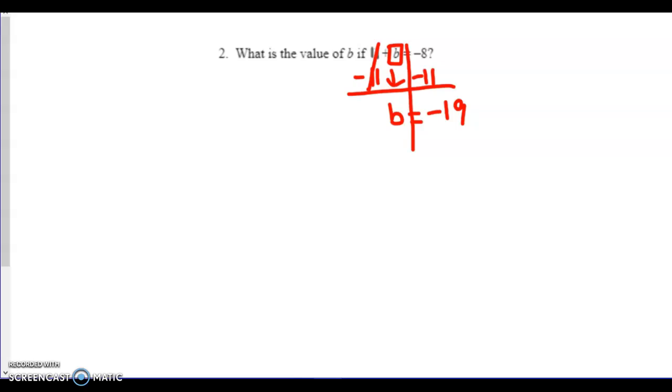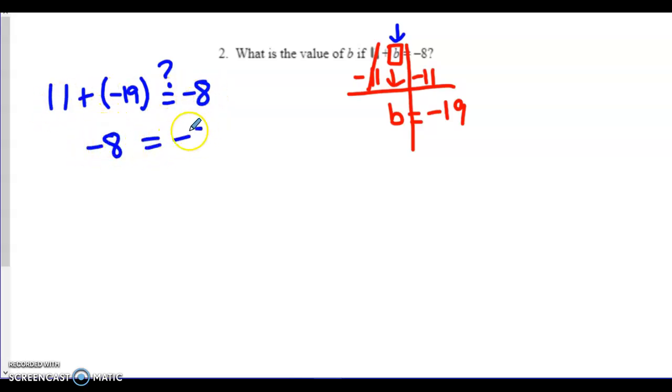Now I want to make sure this is correct. So I'm going to go back and substitute it in for the letter b to see if it works. So 11 plus, and then instead of writing b, I'm going to write negative 19. And I'm going to see if that equals negative 8. And 11 plus negative 19 is negative 8. So it does work out. That means that is my solution.